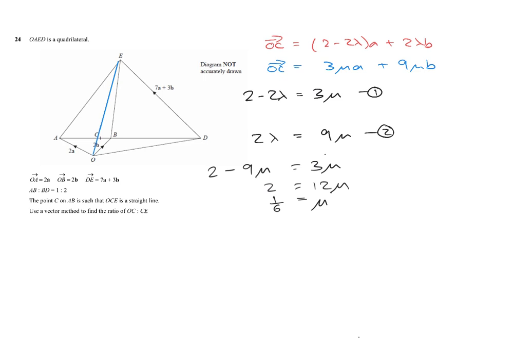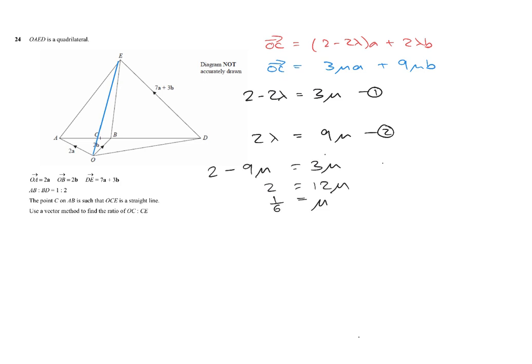Don't write that as a decimal, leave that as a fraction. Now normally at this stage you would then work out the value of lambda, which I could, and then I could put both into this expression at the top here and work out OC. But if you look at the expression for OC here, the one I've written in blue, it only uses mu. I do not need lambda to work out my vector, so I'm not going to work it out. I'm just going to do a substitution straight in now to OC.